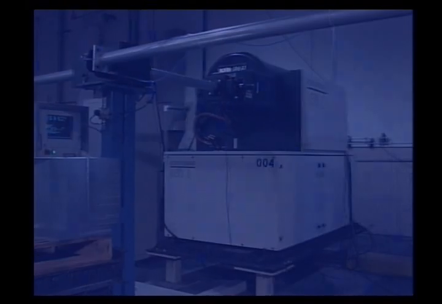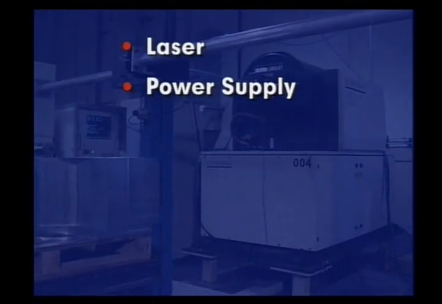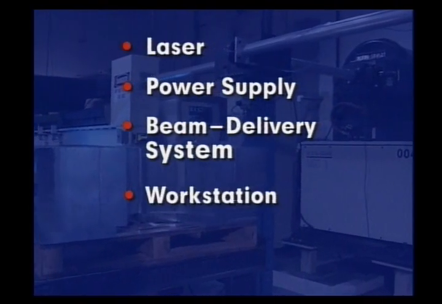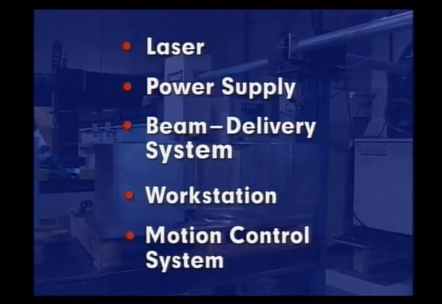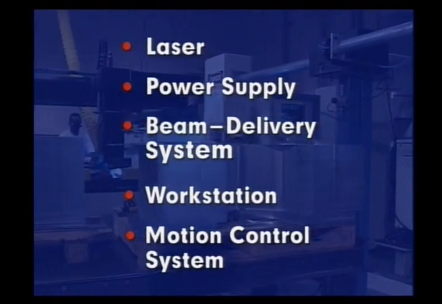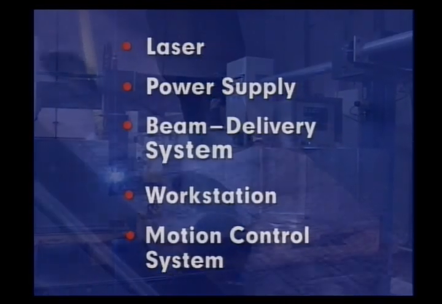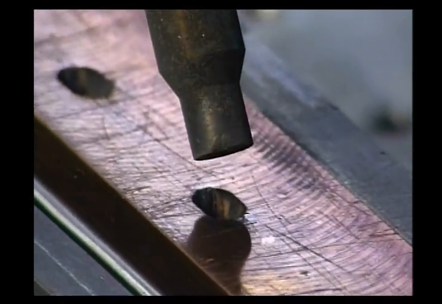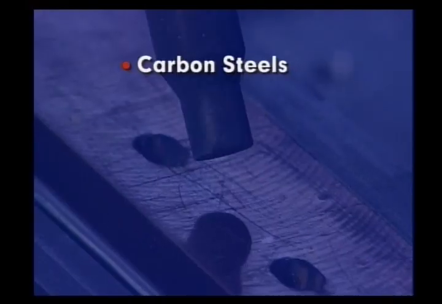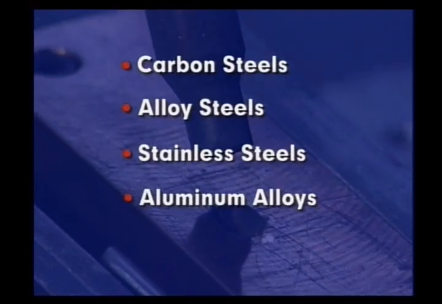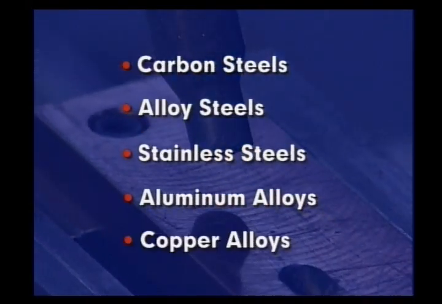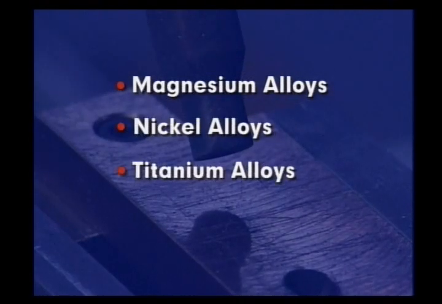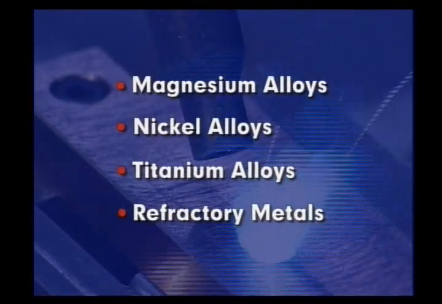Typical equipment includes the laser and its power supply, a beam delivery system with mirrors and focusing optics, a workstation, and a motion control system to move either the laser beam or the workpiece. Many ferrous and non-ferrous metals can be joined using laser beam welding, including carbon, alloy and stainless steels, aluminum alloys, copper alloys, magnesium alloys, nickel alloys, titanium alloys, and refractory metals.